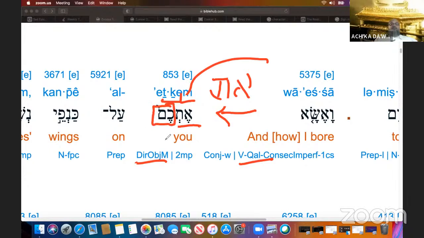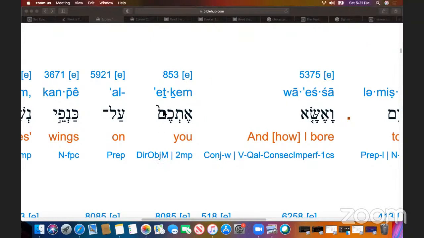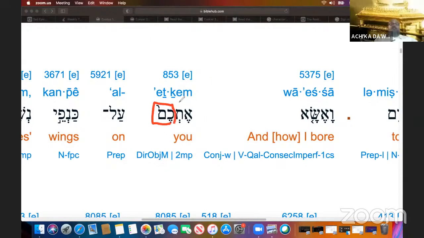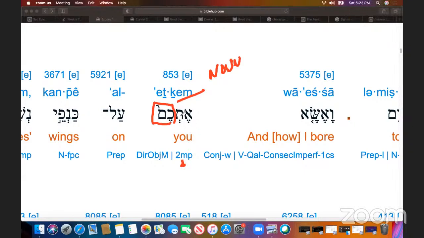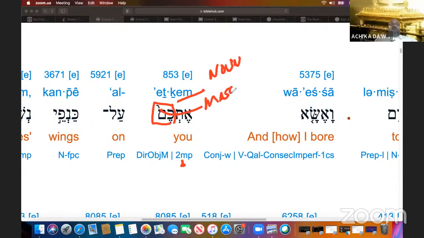So here it is again. We've got khem. Is khem a noun or is it a verb? What ending does that go on? It's a noun. And because it's a cough and it's a mem, it lets me know that it's a noun. Okay. What else is it going to tell me? What's the last letter going to tell me? It's masculine. That's masculine. Okay.